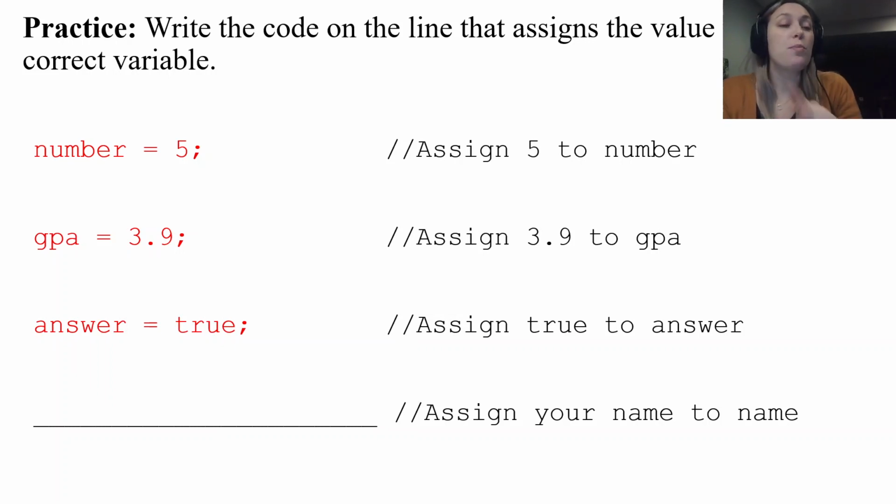True to answer. Answer is a Boolean, and a Boolean can hold true, false, or null without quotation marks. No quotations. Even though it's a word, you're tempted to use those quotation marks. Don't. Booleans do not use quotations.